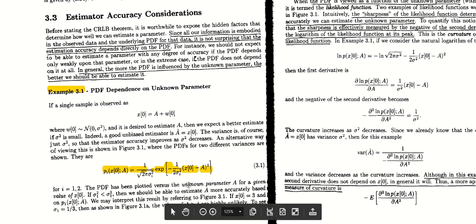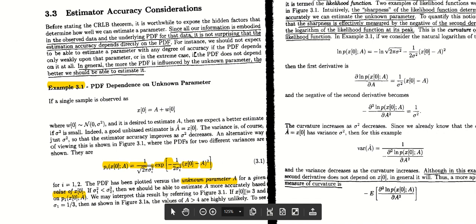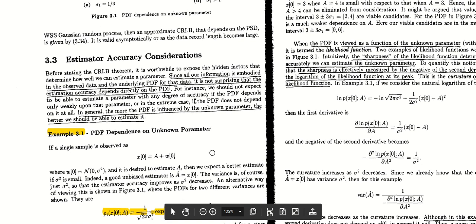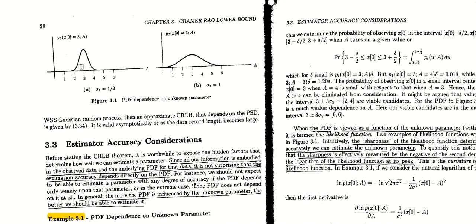There is this unknown parameter A, and at observation, the value of sigma is given. Let's say we take a measurement x equal to 3, and then sigma equal to 1 over 3. What's going to happen? Let's take a look at the figure. The figure is over here.